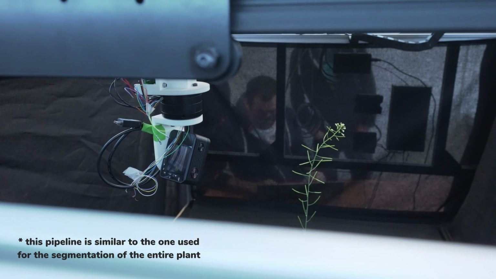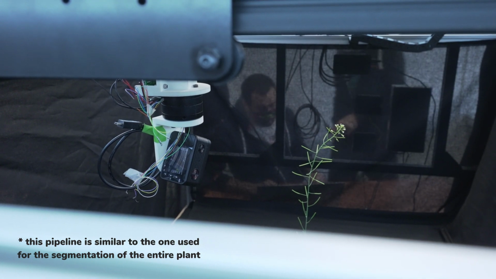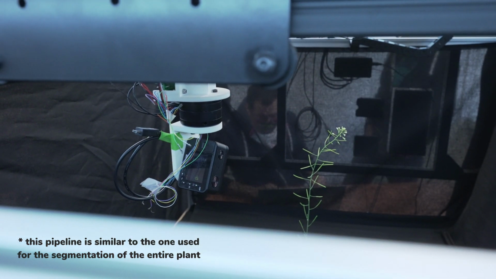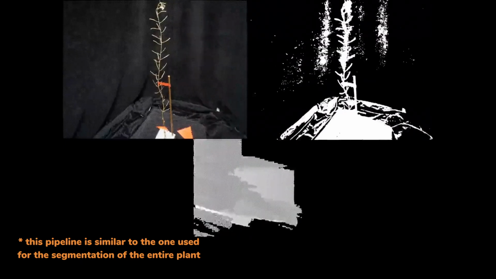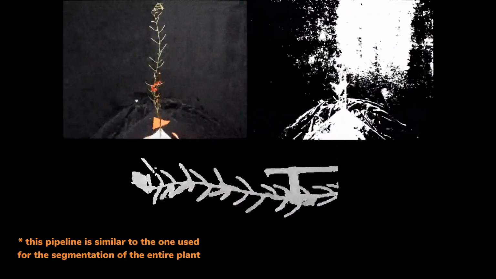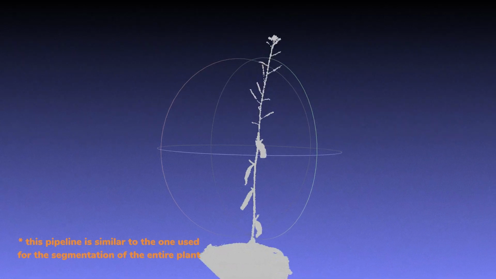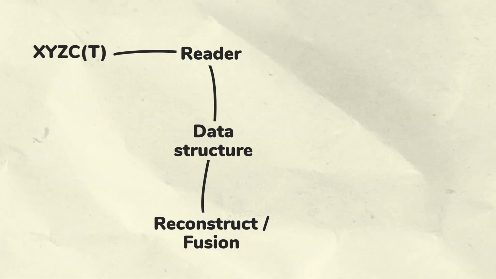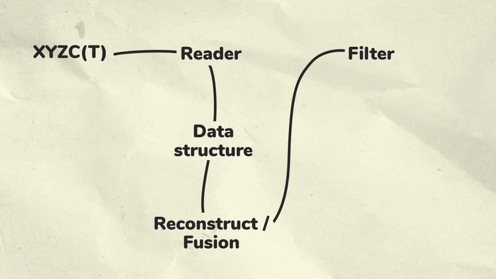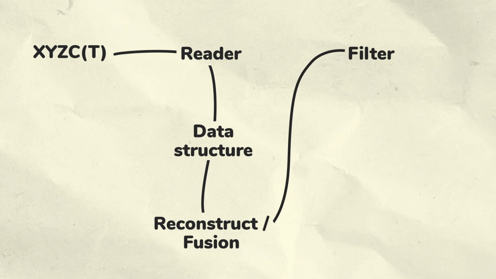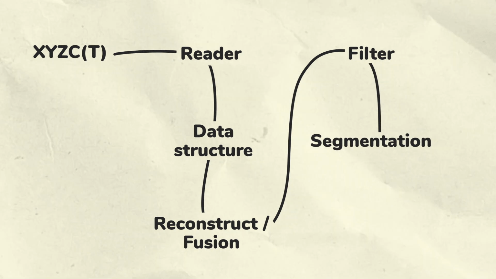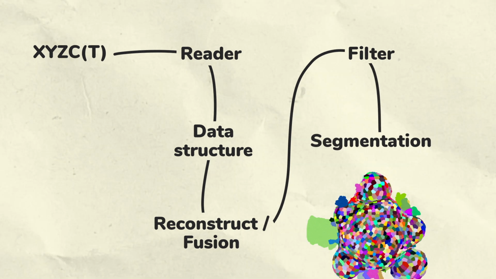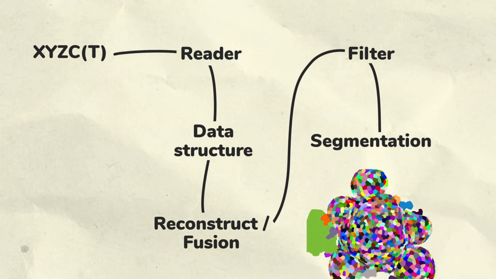So for example, if you have multiple observations of the same object from different angles, what you would like to do is to reconstruct and fuse together these multiple angles, and then that gives you one bigger image that you may want to filter. And from these images you can then perform segmentation, for example nuclei detection or cellular segmentation.